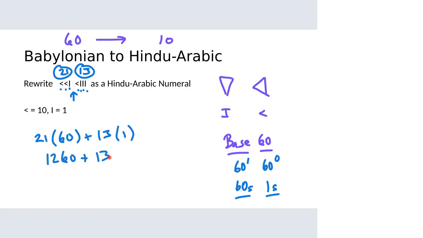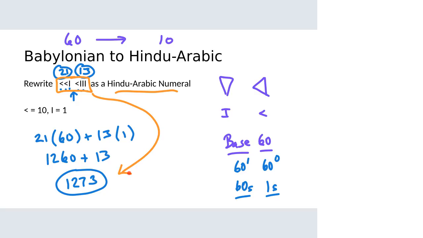1,260 plus 13. So that Babylonian numeral has a value of 1,273. To rewrite that Babylonian numeral as a Hindu Arabic numeral, it becomes 1,273. Let me know if you have any questions on that. Babylonian symbols are probably a little bit new, and the idea of base 60 can be challenging if you let it.